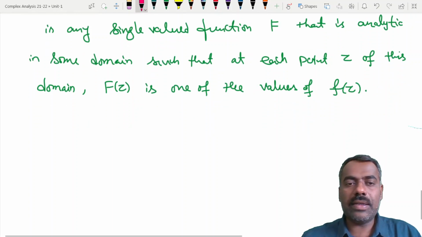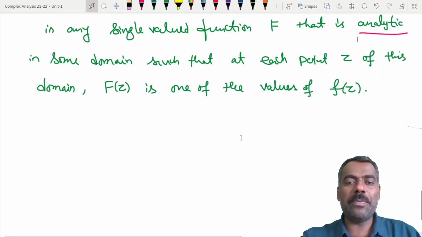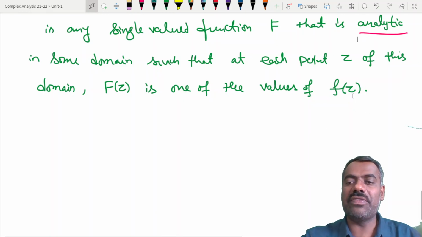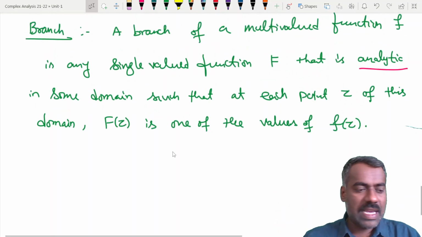The way this analytic function works, it makes sure that this capital F of Z doesn't take random values of f of Z. It is just like a small, smooth curve like that. We'll see an example. Then we'll define what is meant by a branch point.